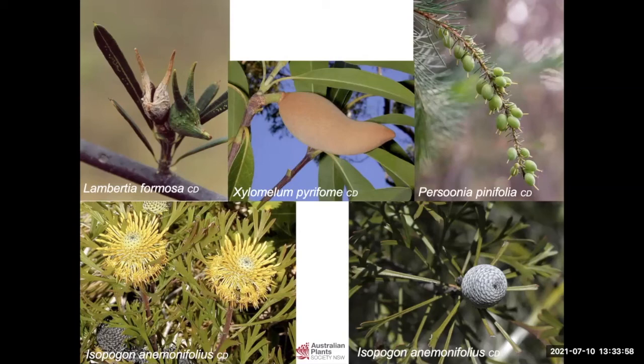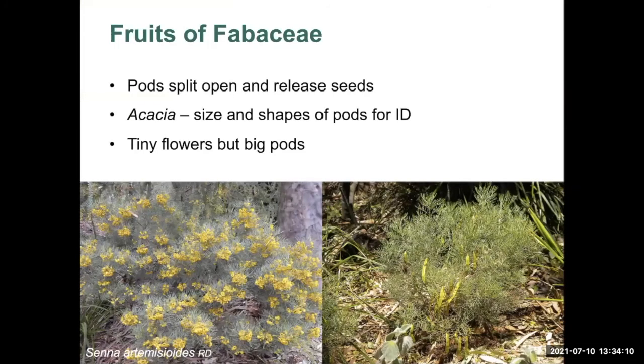The woody pear, Petunia, and the isopogon fruit there, really seeing the round drumstick shape. Quite another genus which has quite different fruit is the Fabaceae family. So they have pods or legume-like fruits, and those pods split open to release their seeds.